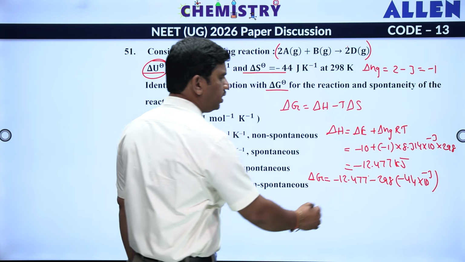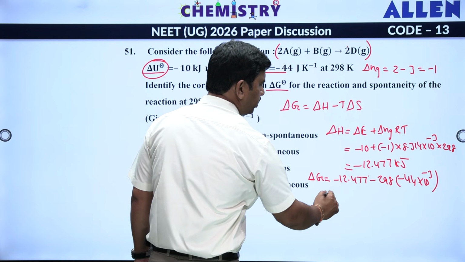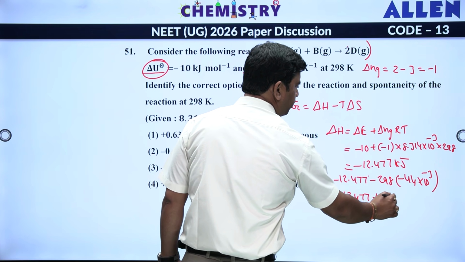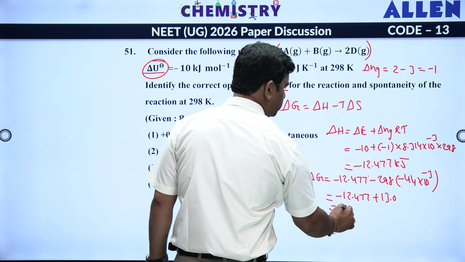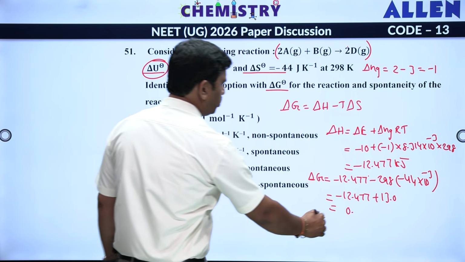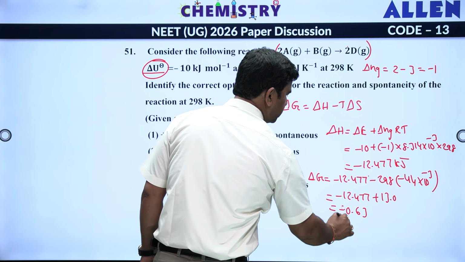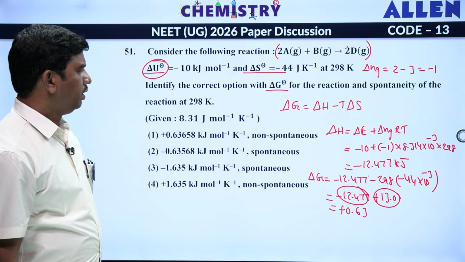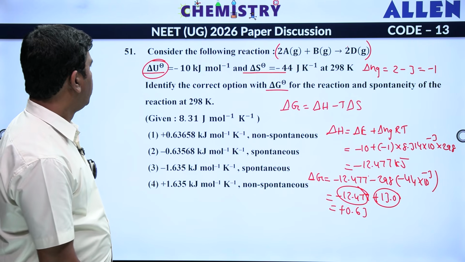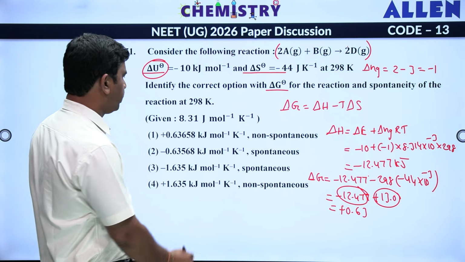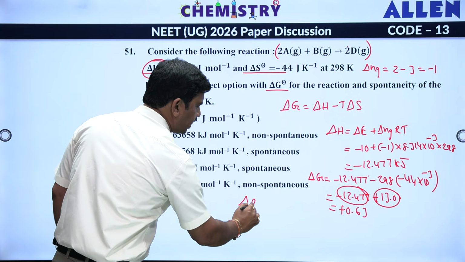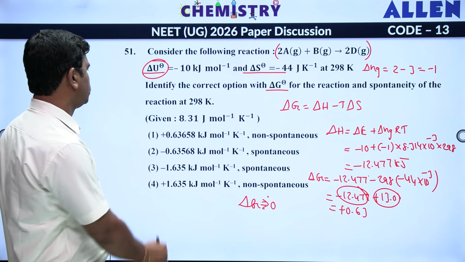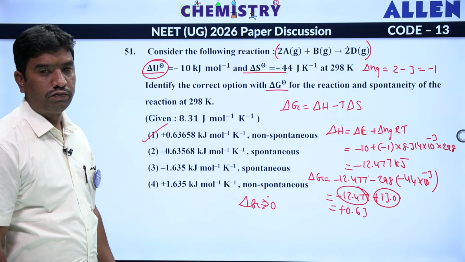Then if you simplify, minus of minus is plus, so this is minus 12.477 and this is plus 13 point something, and you will get 0.63, which is positive, because T delta S is greater than delta H. So the final value is positive, and delta G is greater than 0, which is non-spontaneous. So option 1 is the answer for this question.